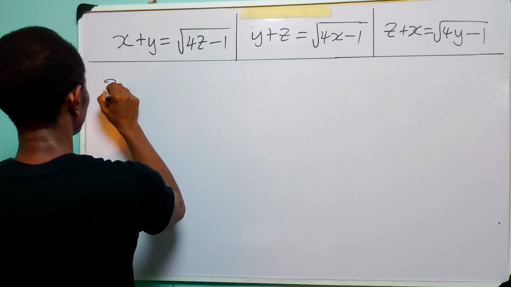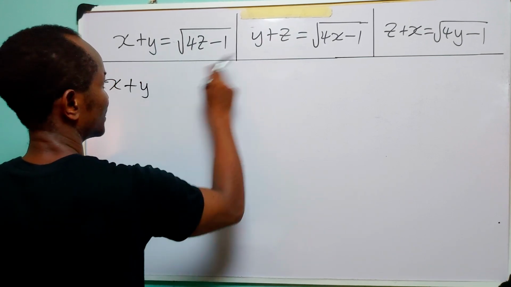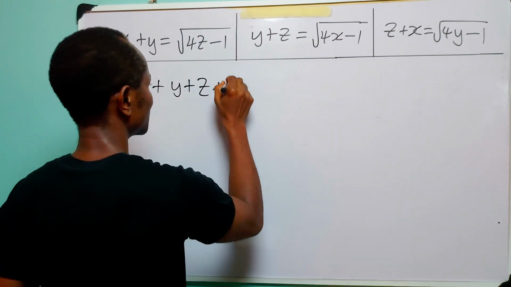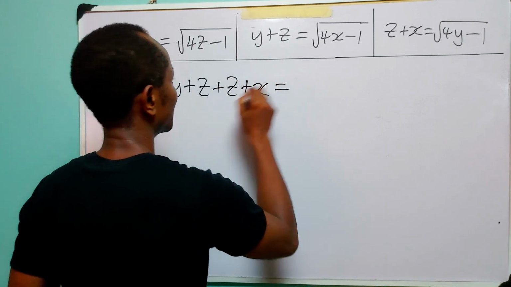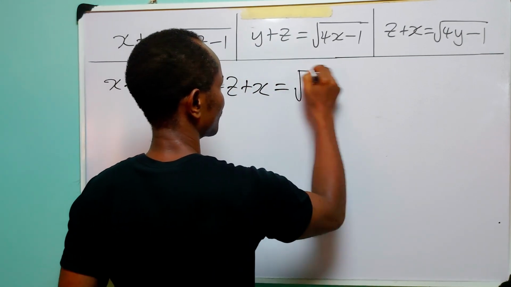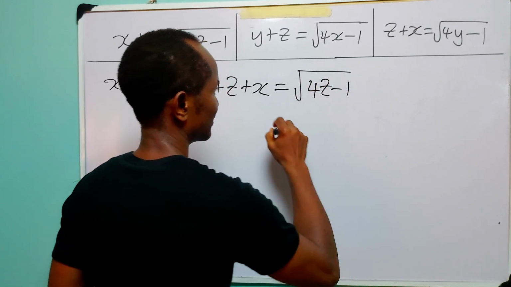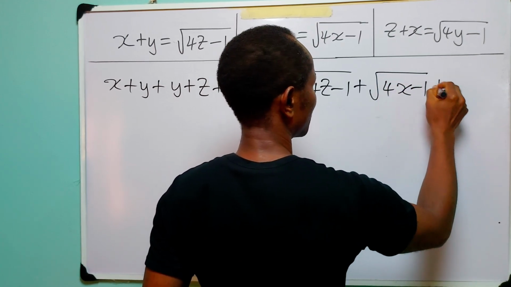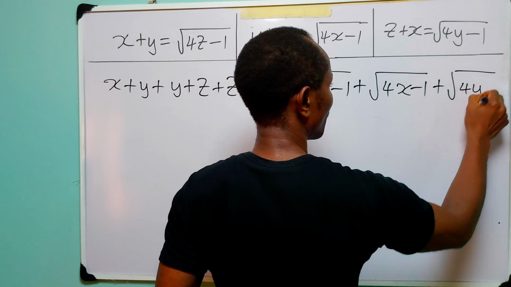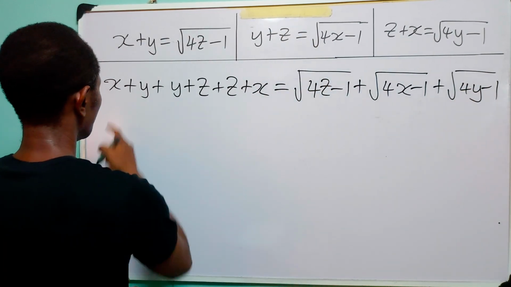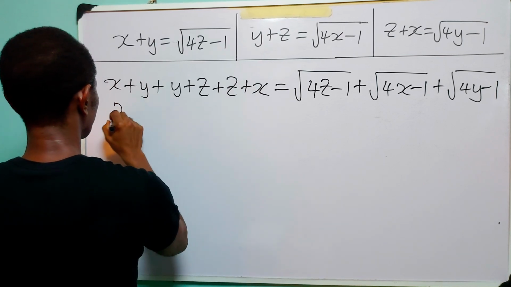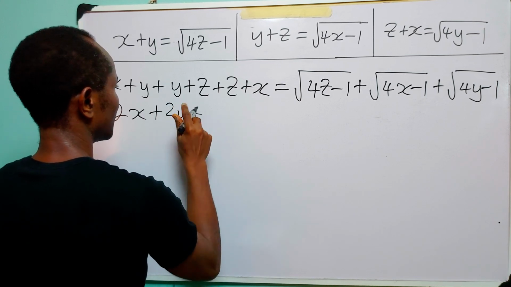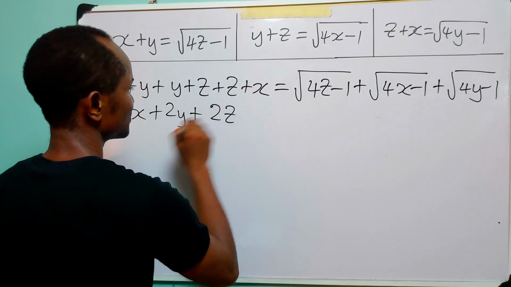On the left hand side, we have x plus y plus y plus z plus z plus x, and this is equal to root 4z minus 1 plus root 4x minus 1 plus root 4y minus 1. Now here we have x plus x, that is 2x, y plus y, that is 2y, and z plus z, that is 2z.